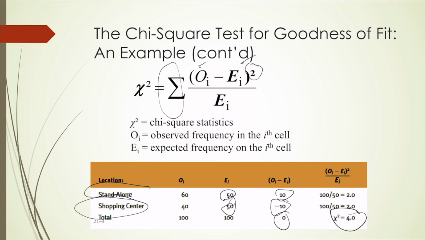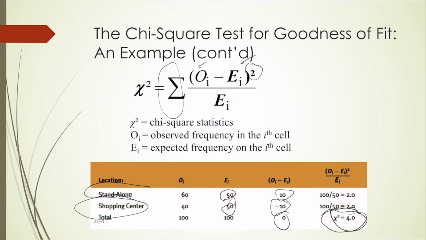Since the calculated chi-square value is 4, and the critical value in the table is 3.84, the calculated value is larger than the table value. The conclusion is that the observed values do not equal the expected values. Therefore, the hypothesis is supported: more Papa John's restaurants are located in standalone locations.